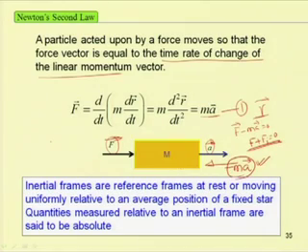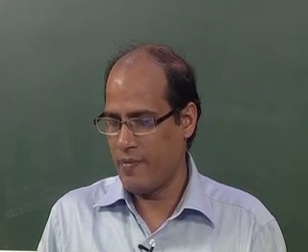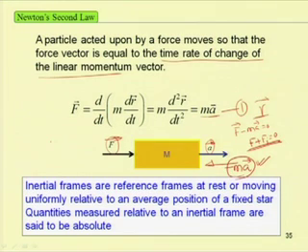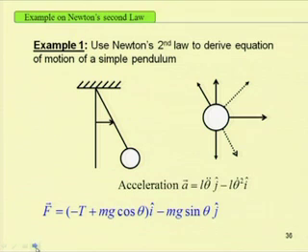While applying Newton's second law, one should know about the inertial frame. The inertial frames are reference frames at rest or moving uniformly relative to the average position of the fixed stars. Quantities measured relative to this inertial frame are said to be absolute. So, let us use Newton's second law to derive the equation of motion of a simple pendulum, which is a bob with a massless rod.